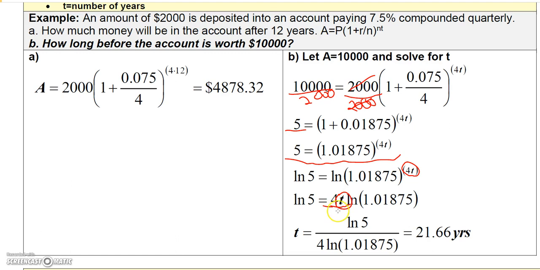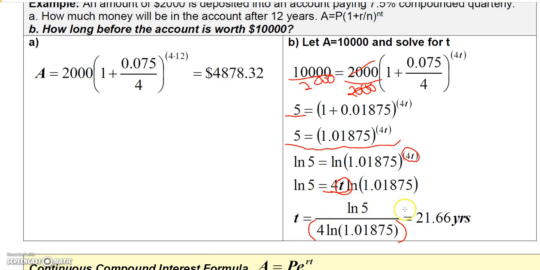And then I want to isolate this t. So what I need to do is divide both sides by the product of 4 times this natural log. If I divide both sides by 4 times this natural log, I'll end up with the natural log of 5 divided by 4 times this natural log. And that will give me 21.66 years. Again, when you put this in the calculator, make sure you put the entire denominator in parentheses. And so it'll take almost 22 years for the account to grow from $2,000 to $10,000.